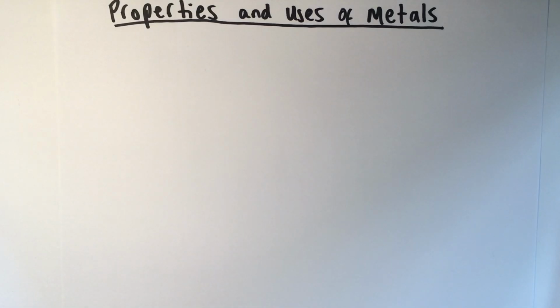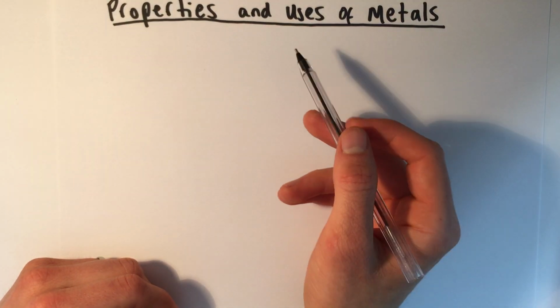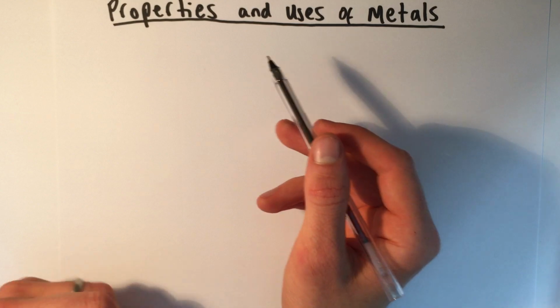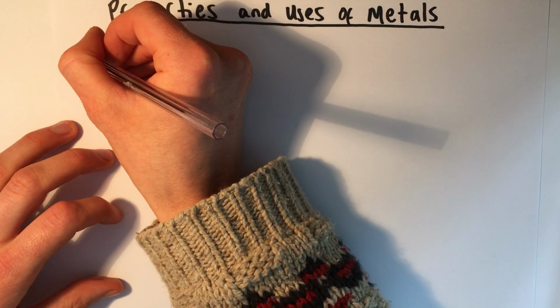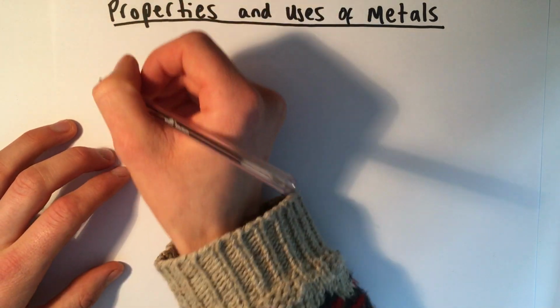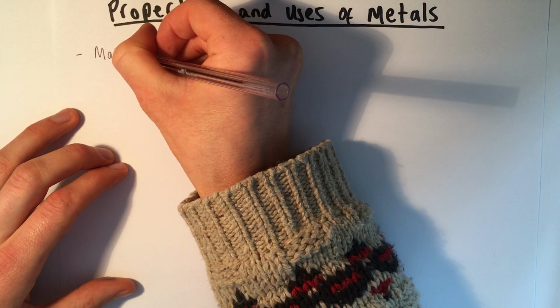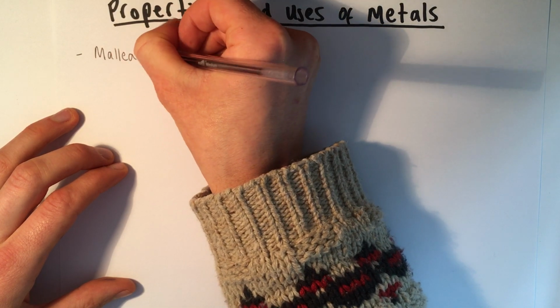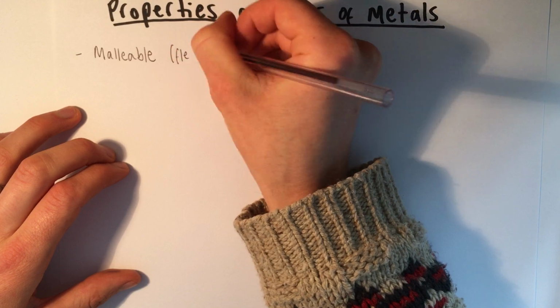Once we understand the bonding and structure of metals, then we can know what kind of properties they'll have, and therefore we can decide what kind of uses they'll have. So I'm going to list some of the properties that all metals tend to have, and for a few of them we can explain why it's going to have those properties. The first one is metals tend to be malleable. Malleable just means flexible or bendy.